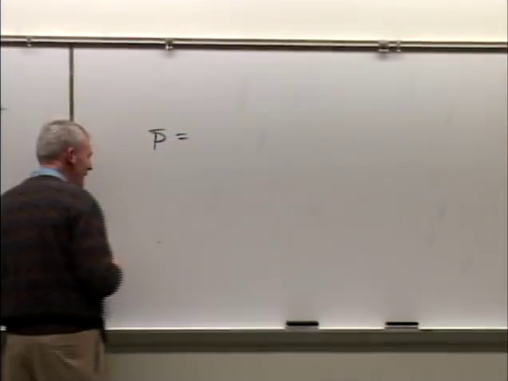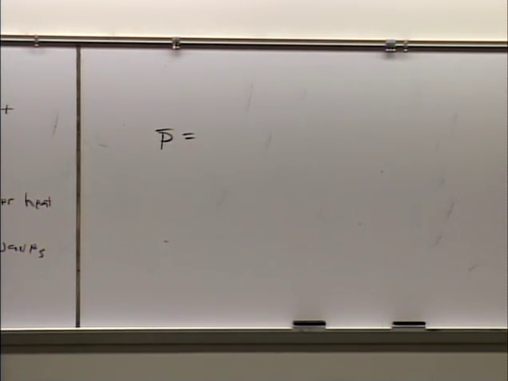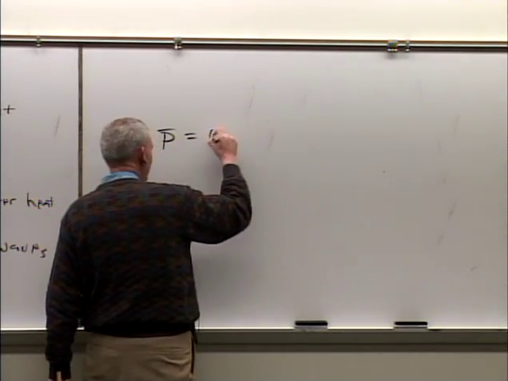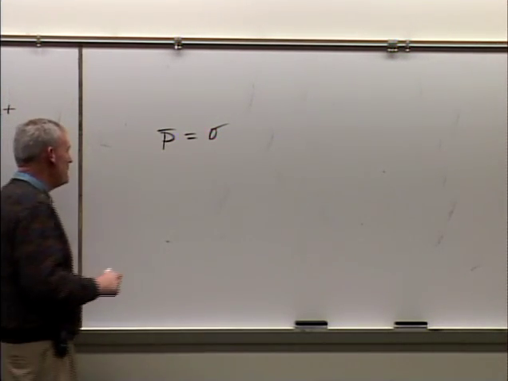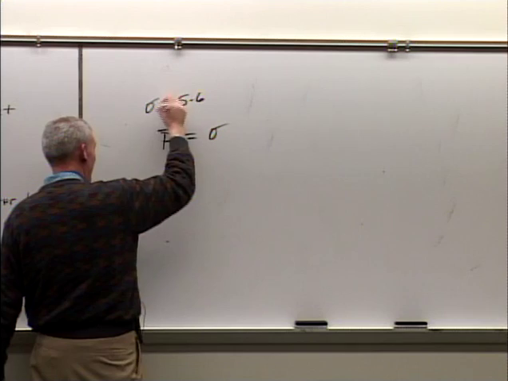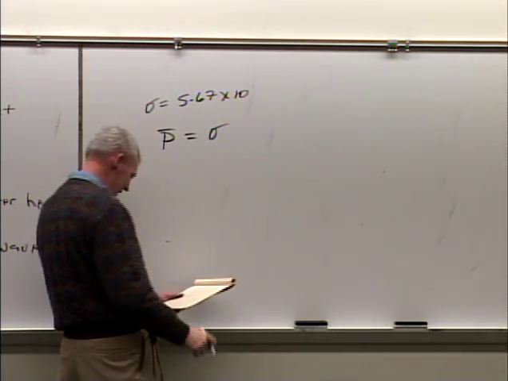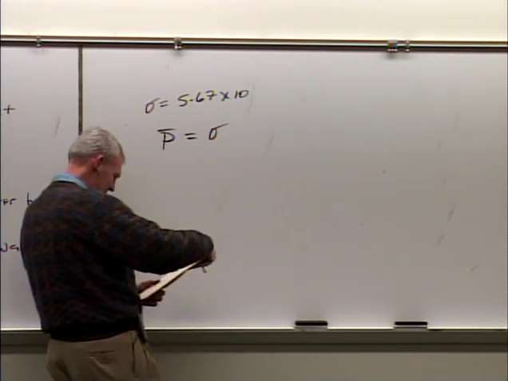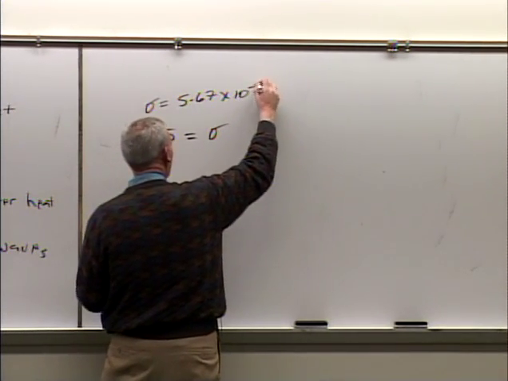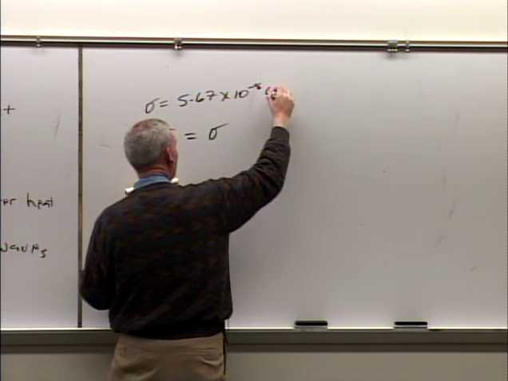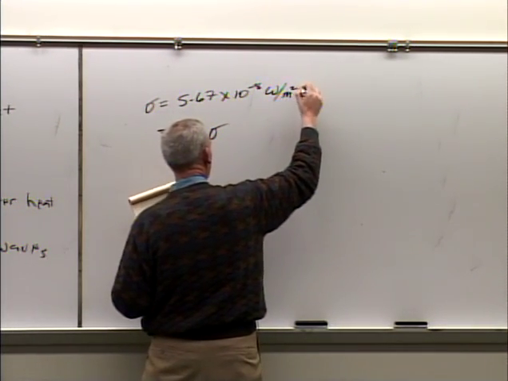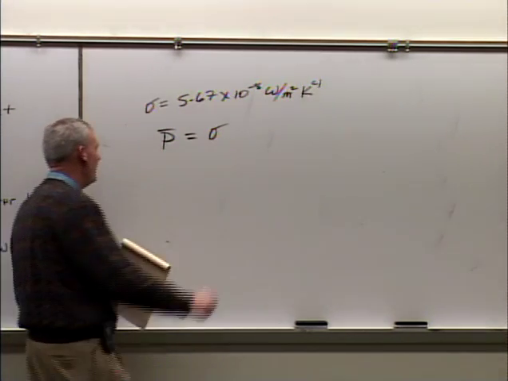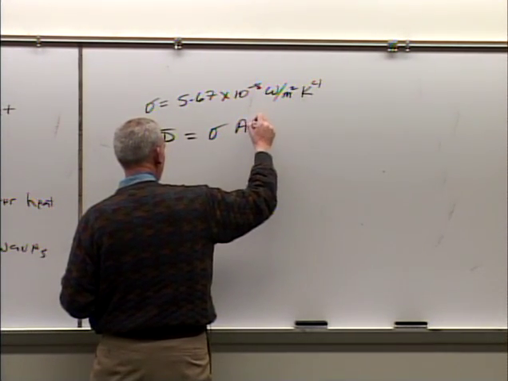The average power of radiation, remember, this is another differential equation, basically, because power is joules per second, is equal to the Stefan-Boltzmann constant, which is 5.67 times 10 to the negative 8 watts per meter squared per kelvin to the 4th, times the area A times the absolute temperature T to the 4th.